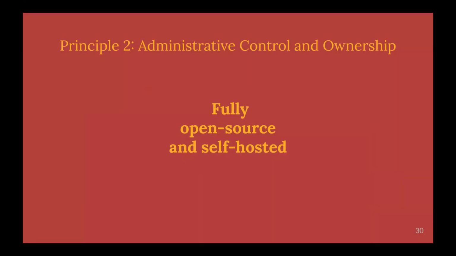The second principle, administrative control and ownership, Embrasure is fully open source and self-hosted. This ensures administrators have complete control and ownership of their secrets management instance and visibility of its entire architecture. By making the entire codebase accessible, administrators can deeply understand the system's inner workings. This transparency also allows for comprehensive audits of Embrasure's security measures to help foster trust within the user community.